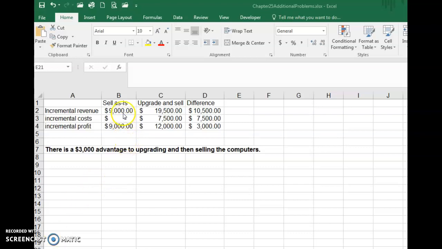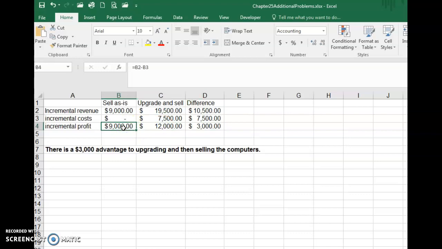So the first thing we want to do is calculate our incremental revenue. If we look over here, we have sell as is 9,000, upgrade and sell 19,500. The difference is 10,500. Incremental costs: if we sell it as is, there are no more costs. But if we upgrade it and sell it, we're told that we have a cost of 7,500. So therefore, the incremental cost is 7,500. We take our incremental revenue minus our incremental costs. That gives us our incremental profit. Then we have $9,000 for selling as is, $12,000 for upgrading and selling it, which gives us a $3,000 advantage to upgrading and then selling the computers, which is the $12,000 minus the $9,000.